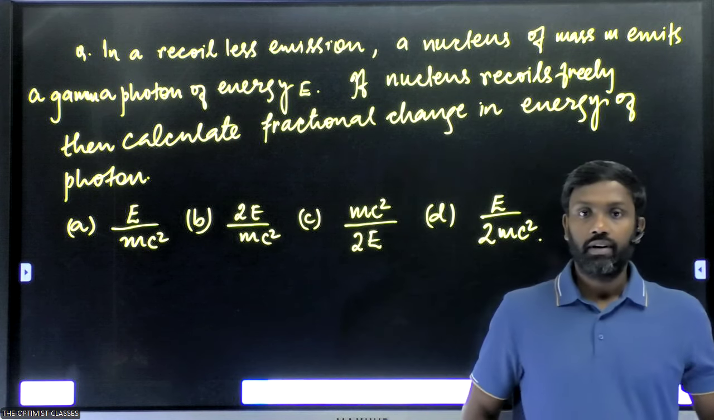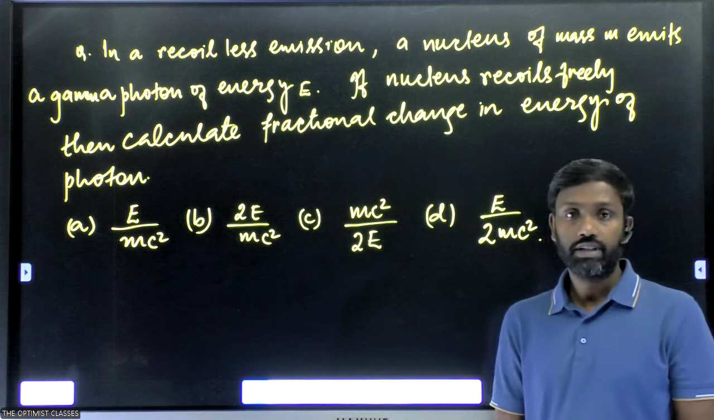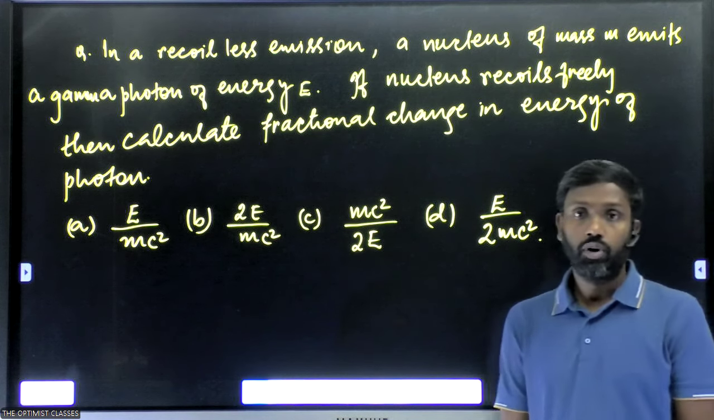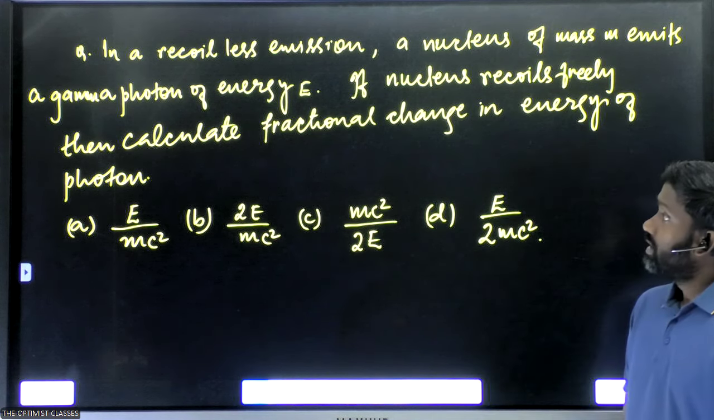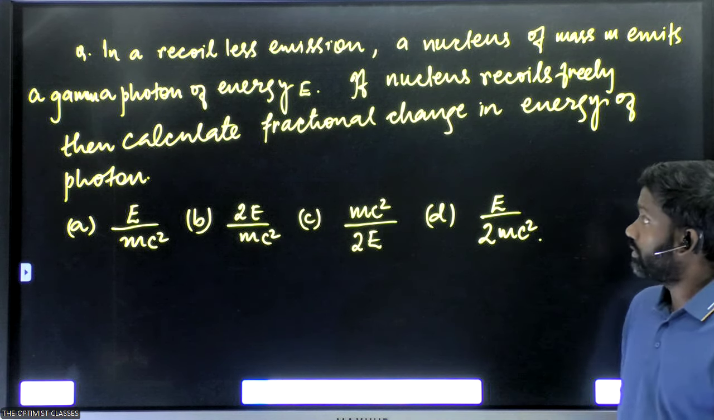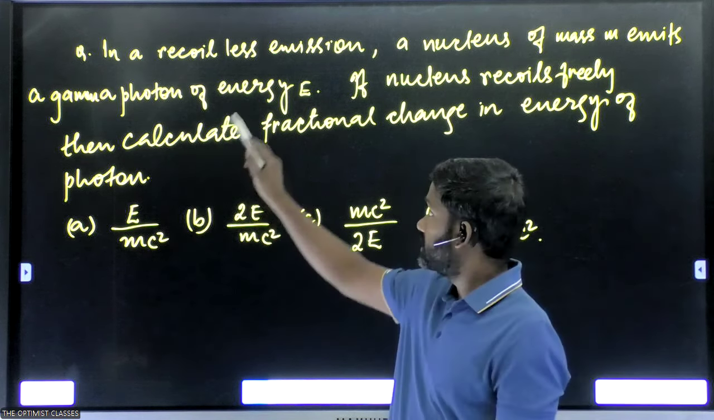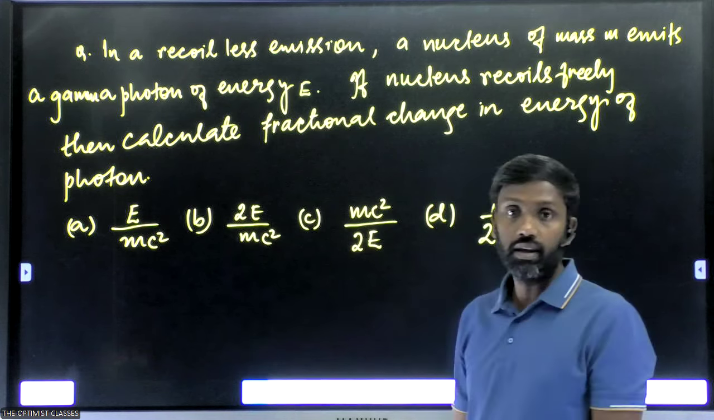Hello, students. In this video, I'm going to discuss an important question related to nuclear physics. It is based on the Mossbauer effect. The question says, suppose there is a nucleus which emits a gamma photon and it doesn't recoil. The nucleus doesn't recoil, then the energy of the gamma photon is E.